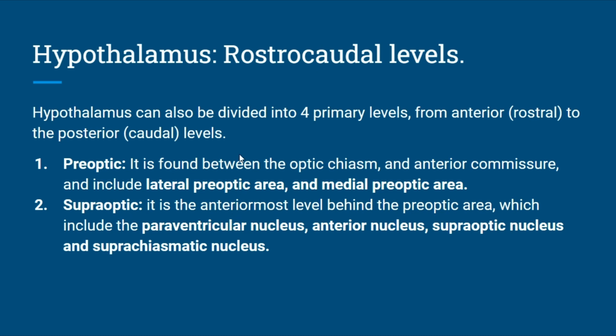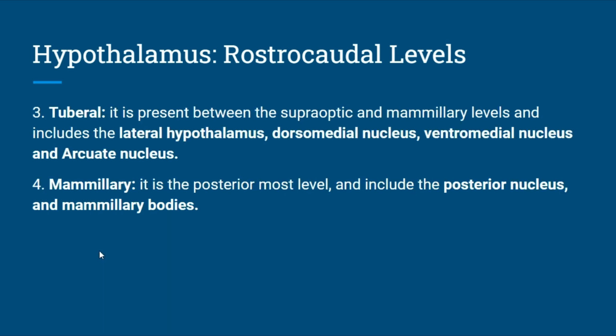We can also divide the hypothalamus into four primary levels, going from anterior to posterior. There is the pre-optic area, found between the optic chiasm and the anterior commissure, which includes the lateral pre-optic area and the medial pre-optic area. Then we have the supra-optic area, the anterior-most level behind the pre-optic area, and it includes the paraventricular nucleus, anterior nucleus, supra-optic nucleus, and suprachiasmatic nucleus.